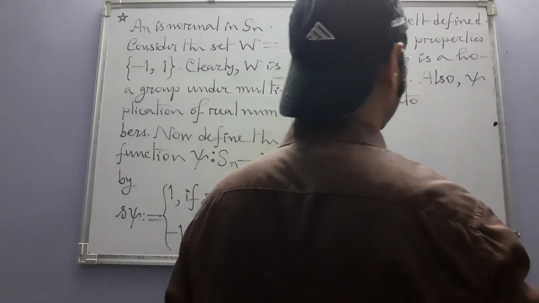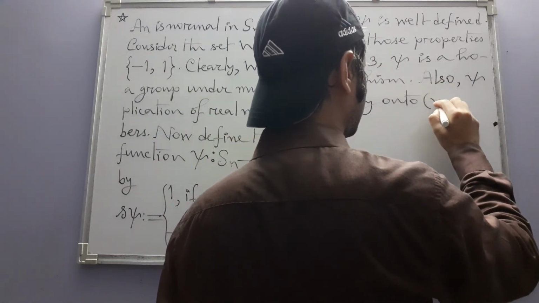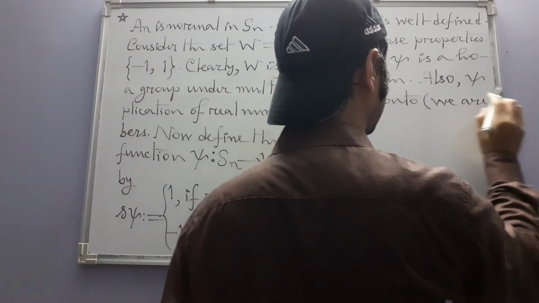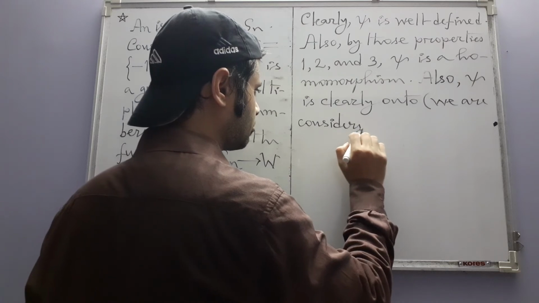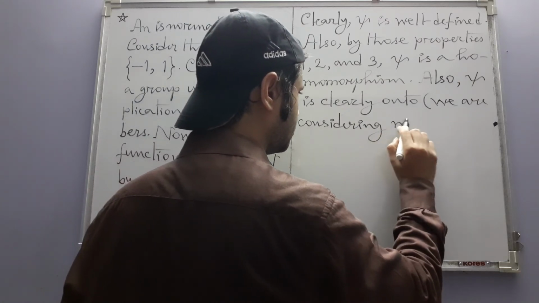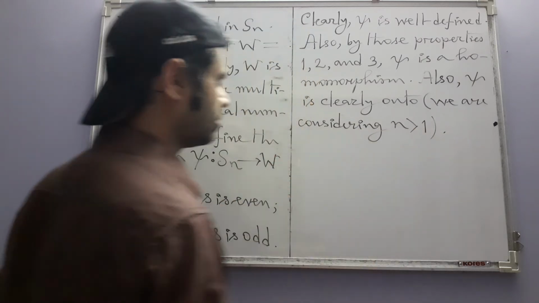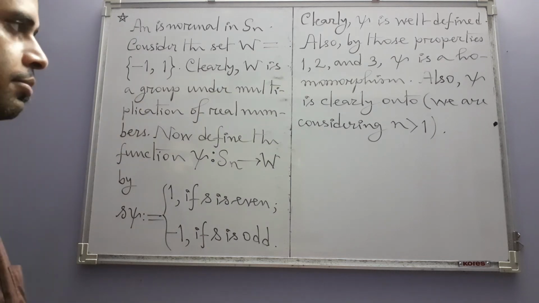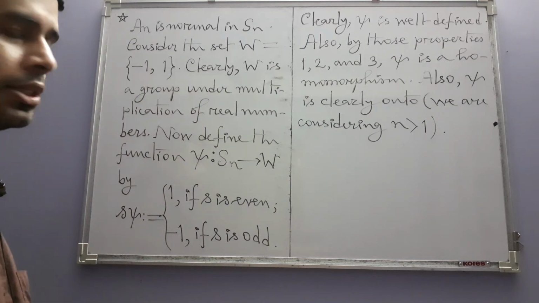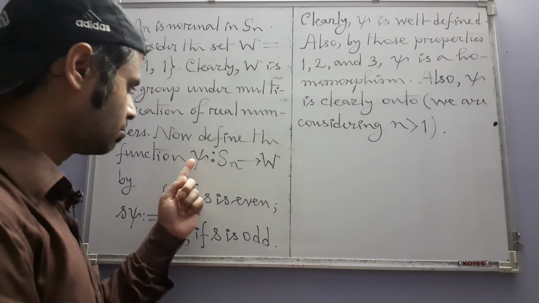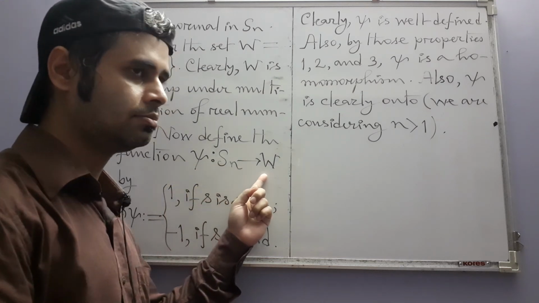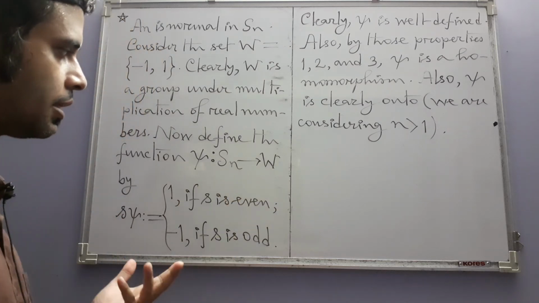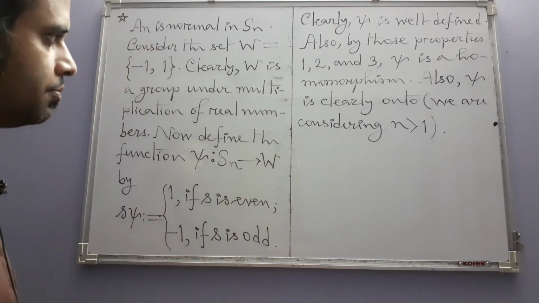Onto, we are considering n to be greater than 1. Okay, so now we have something. Now we have a homomorphism psi of the group Sn onto the group W. What is the kernel of this homomorphism?